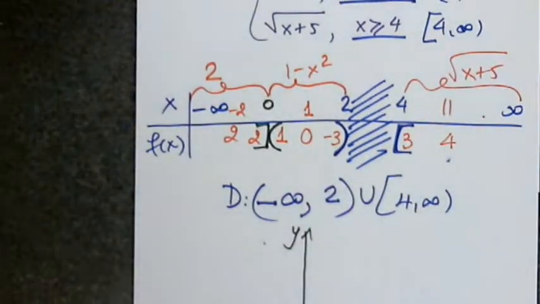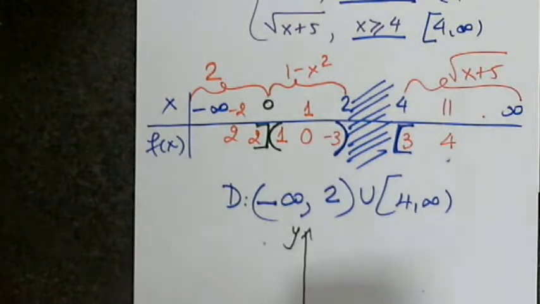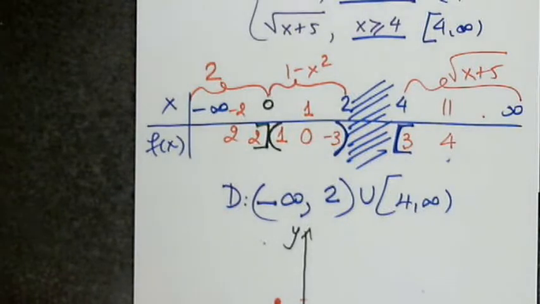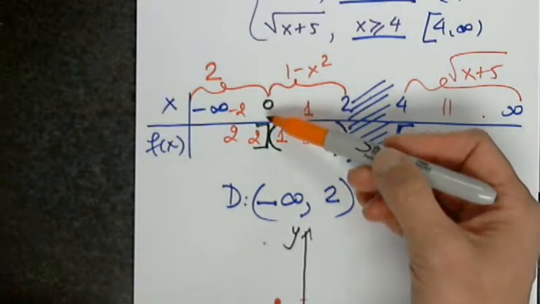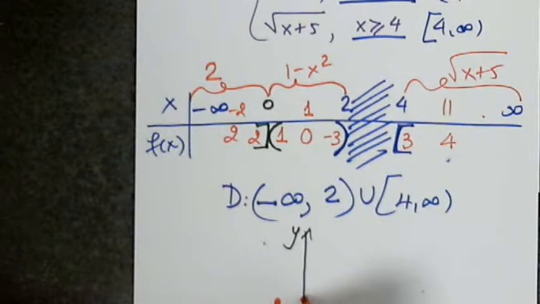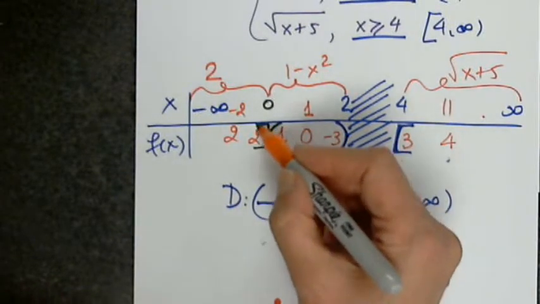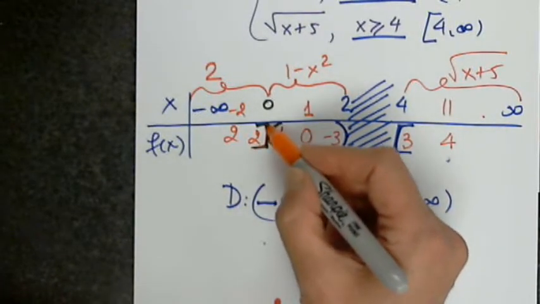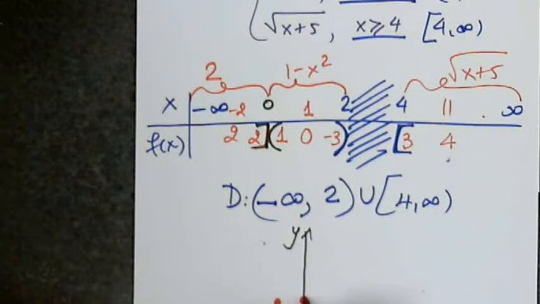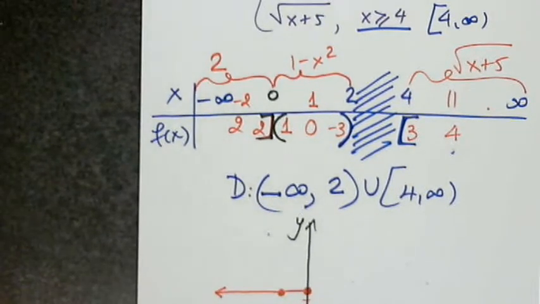Let me use a different color. At -2, the function is 2, and this is a full point. At 0, the function is 2, and this is also a full point because of the bracket. So the graph of this function is this. Are you with me so far?